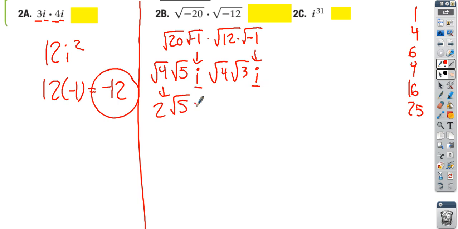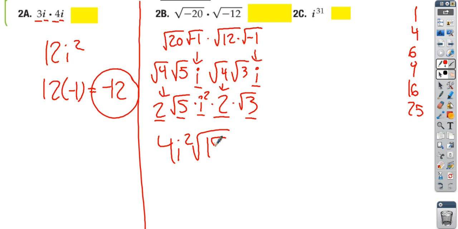i times i is the same as i squared. Root 4 is just 2, and root 3 is still there. 2 times 2 is 4, so we still have that i squared there. And then root 5 times root 3 is root 15. Only one more thing we can do. i squared is the same as negative 1, so that's like 4 times negative 1, which is negative 4, and then we still have the root 15.